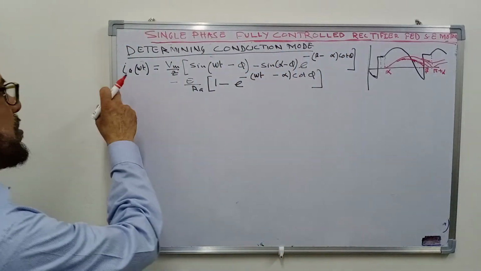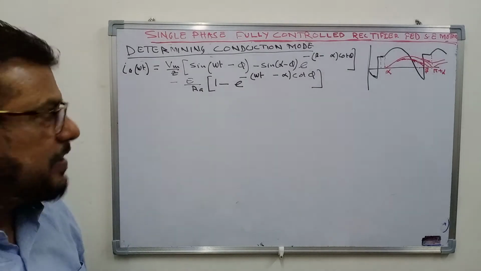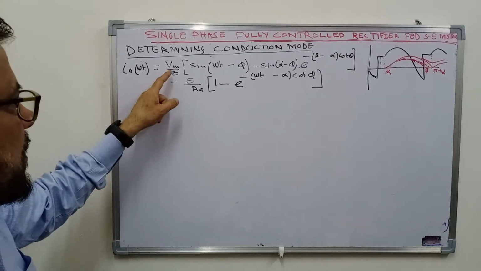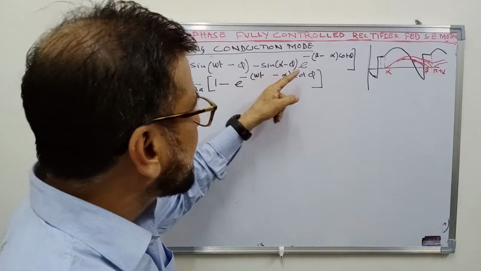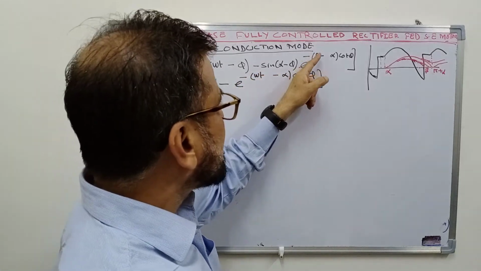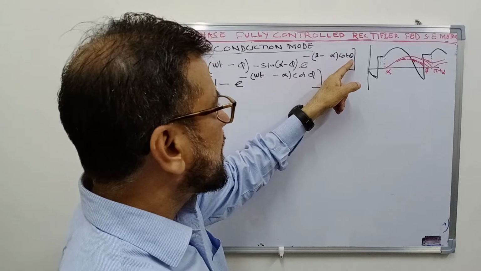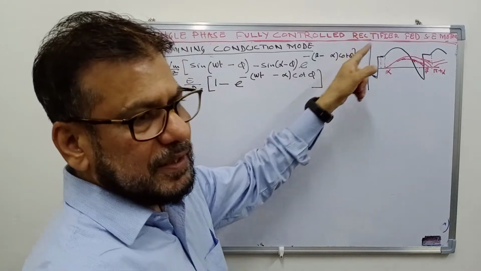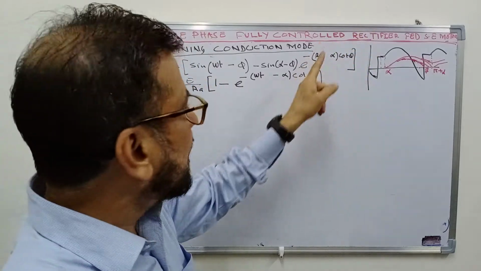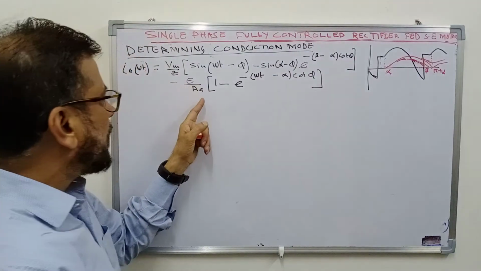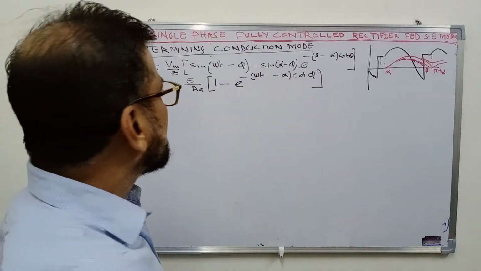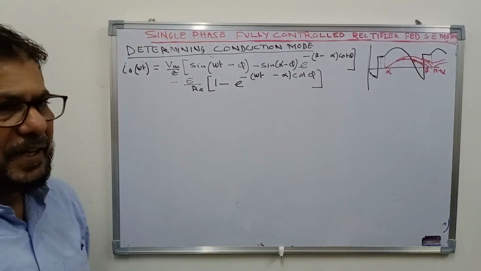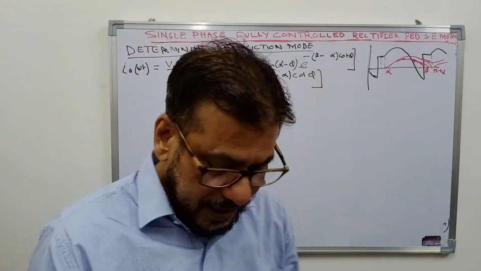So recall the equation that we derived in the previous lecture. I(omega t) equals Vm by Z times [sin(omega t minus phi) minus sin(alpha minus phi) e to the power minus (omega t minus alpha) cot phi], where phi, recall, is the impedance angle, minus E upon Ra times [1 minus e to the power minus (omega t minus alpha) cot phi]. So this was the expression of current in terms of omega t.